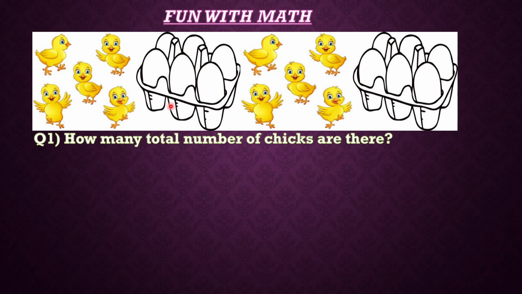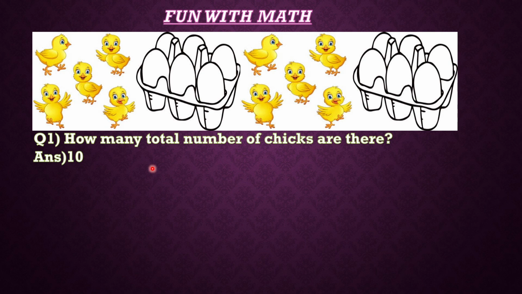Why? Please question yourself. Why? Because they have asked us for chicks, not the total number of chicks and eggs, right? So we are adding the things which belong to the same category. Remember this point. Let's see what would be the answer. Yes, this is 10 because here 5 are there and here 5 are there, totally 10.